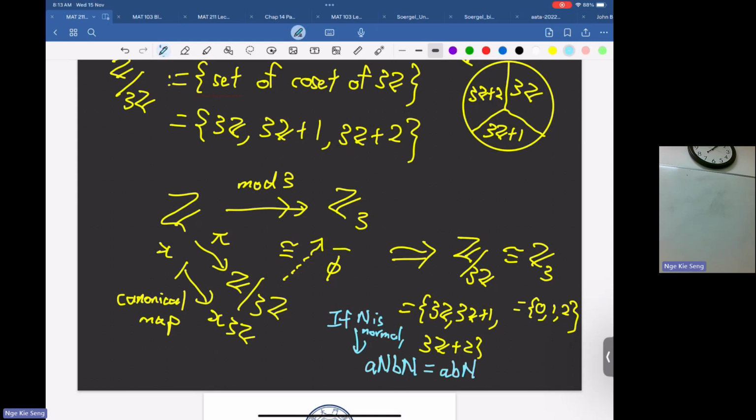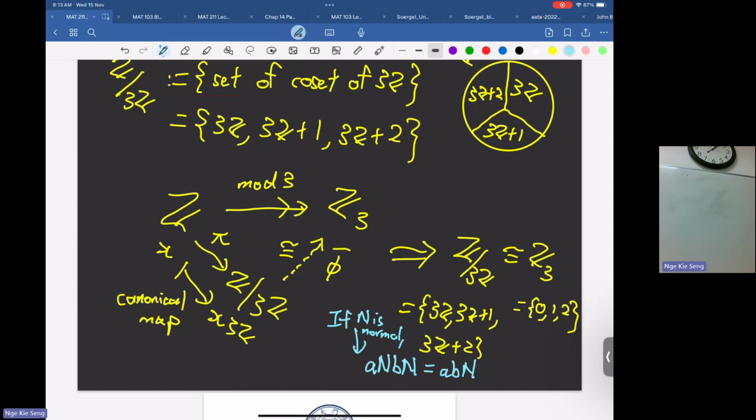Why? Because when N is normal, Nb equals bN. This is what is tested in your exam. Later we'll discuss that when N is normal, we have Nb equals bN. You can swap the subgroup with the element. So it becomes a, b, N, but N is a subgroup, so N times N is still N. So aN bN becomes abNN, and then abNN becomes abN. So only when N is normal can you do this.